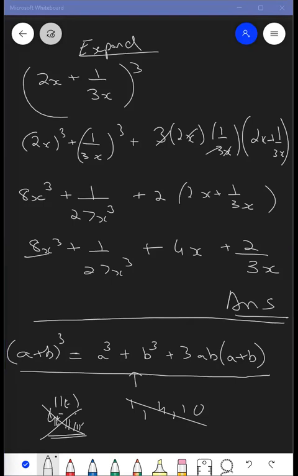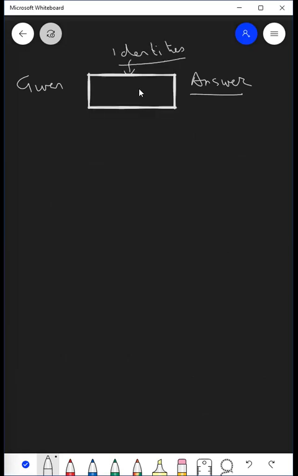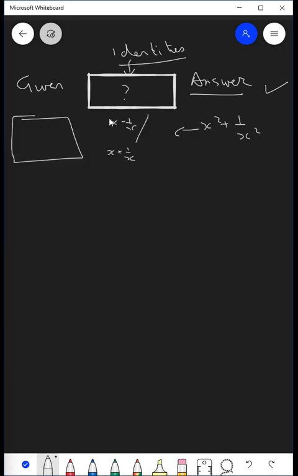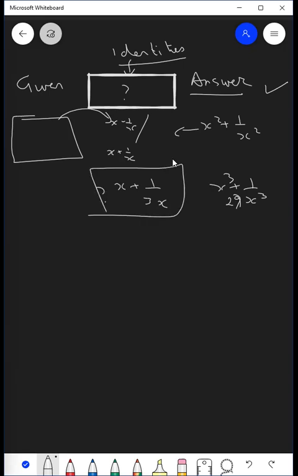And for that, what is the missing figure? Like I've been telling you all, you have been given something. To reach the answer from the given, there is some missing information which will be required. This will come from the identities. You have to figure out what information I require which will help me reach this answer. For example, if I have x minus 1 upon x, I need x plus 1 upon x, so I need to mold it to either of these formats. Or if I'm given x cubed plus 1 upon x cubed, I need to find x plus 1 upon x. This is what is missing, because without this I cannot find this. So this is what I need.